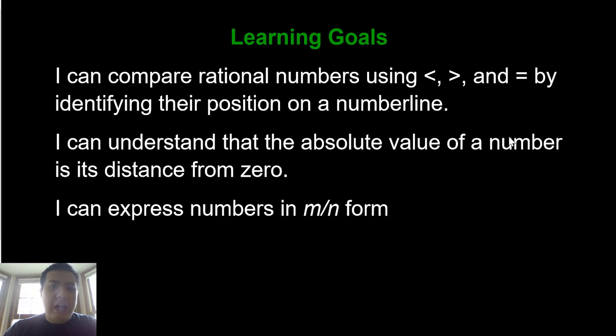Today's learning goals are: I can compare rational numbers using greater than, less than, and equal to, by identifying their position on a number line. I can understand the absolute value of a number is its distance from 0. I can express numbers in m over n form. We have done the first two learning goals already, and we're going to continue working on those. And we're adding a new one: I can express numbers in m over n form. So let's go ahead and get started.